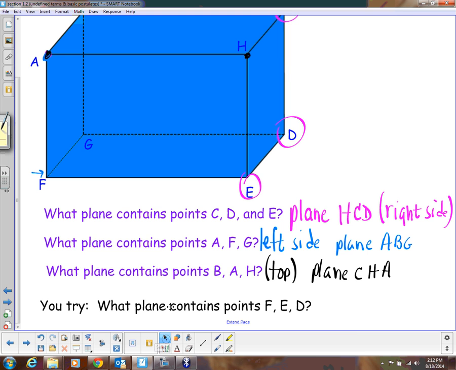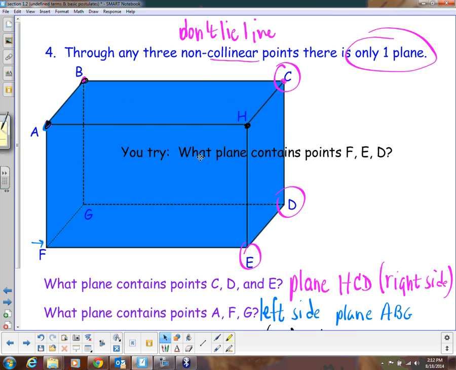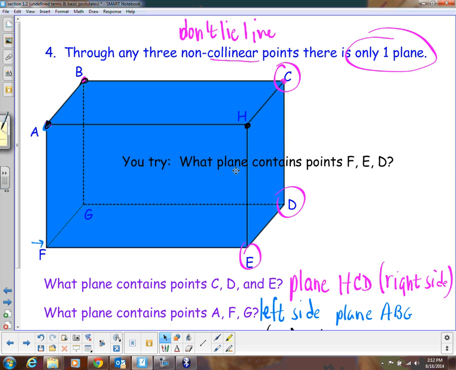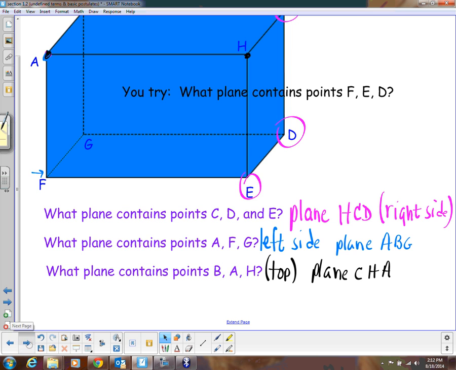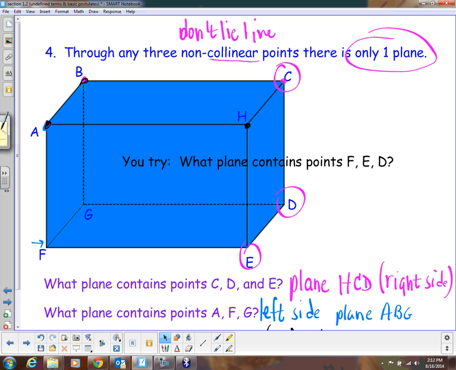So now it's your turn. I want you to highlight this, you try, and you are going to tell me what plane contains F, E, and D. And that is the conclusion of these notes.